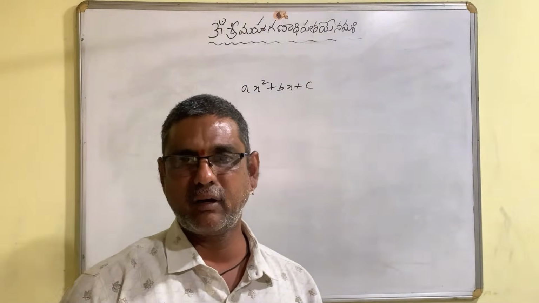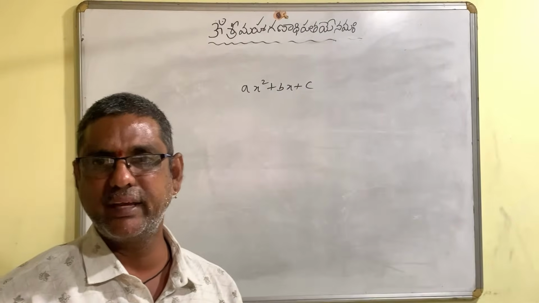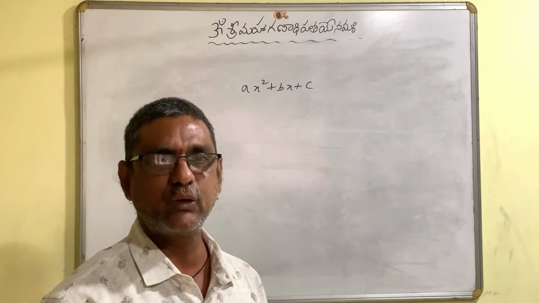General form of a quadratic polynomial is, it is showing minimum 20 rupees. Yes, for 20 days you can pay 20.